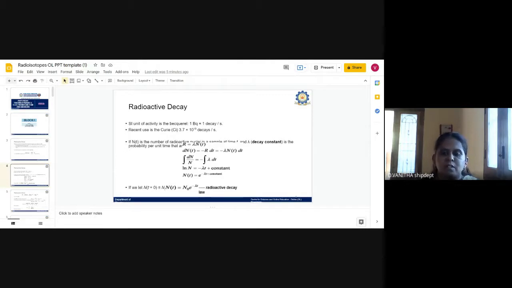Using this, we can calculate the number of nuclei decaying per unit time with the formula dN of t is equal to R into dt. Instead of R dt, we can write lambda N of t dt. So N will come here: dN by N is equal to minus lambda dt. If you integrate this, we get ln N is equal to minus lambda t plus a constant.